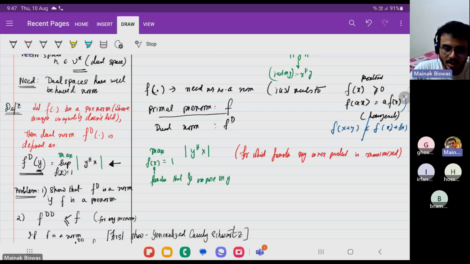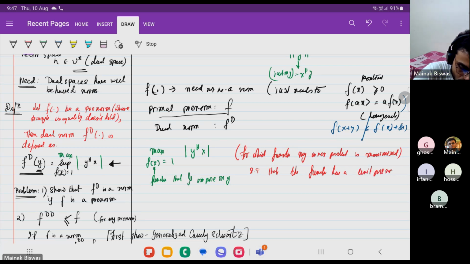So if you are not clear, you just ask for which function my inner product is maximized. Tell me for which. So did you understand? I'm trying to maximize the inner product such that the function has a unit prenorm. Yes or no? There has to be a constraint. Why? Can anyone tell me? If there was no constraint, what would have happened? Very simple. I could have scaled x as some alpha x, and I could have put alpha to be infinity. Then this will be trivially infinity.